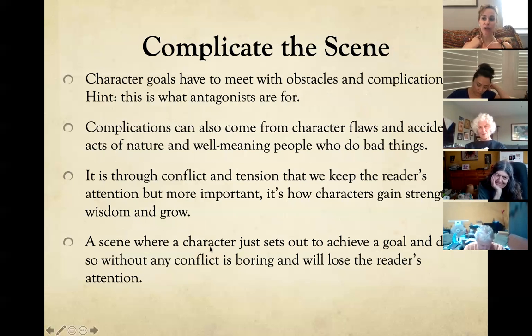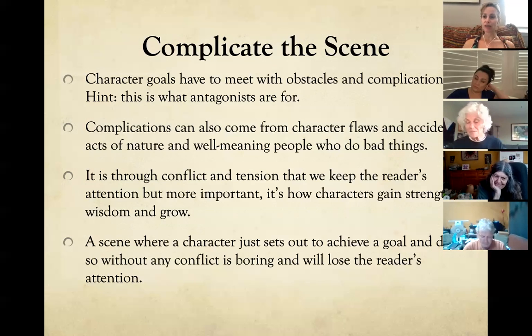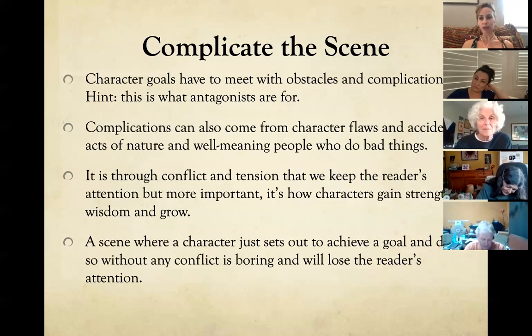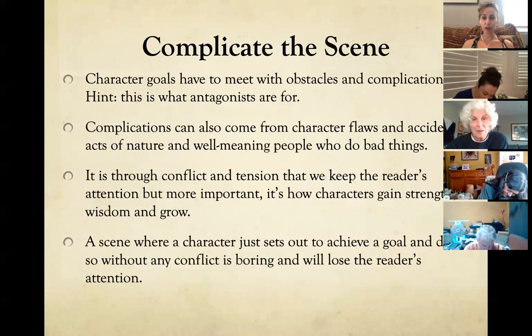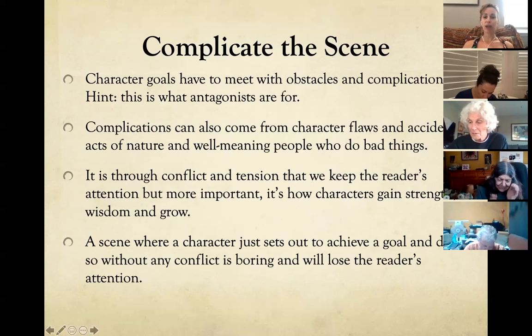All right, so after you get that launch going, you start the scene, hopefully hook the reader, and get that character underway, you have to complicate the scene for the character, so to speak. You can do this by throwing in obstacles. This is something that antagonists are useful for doing. They often throw down obstacles or make things harder on your character. But sometimes those complications come from within the characters, in their character flaws, the things that hold them back, that cause them to stumble. Sometimes accidents take place, acts of nature, and even well-meaning people who do bad things.